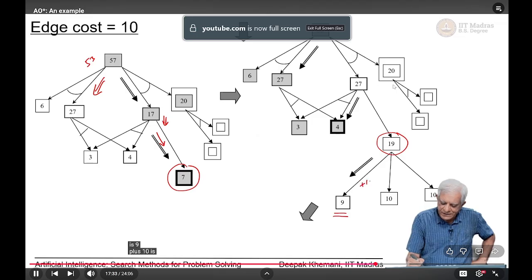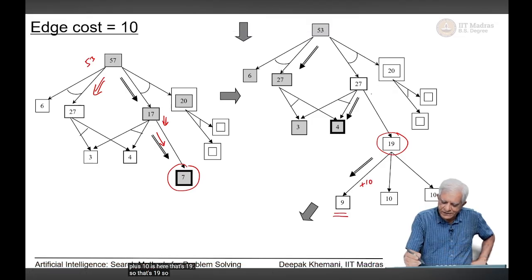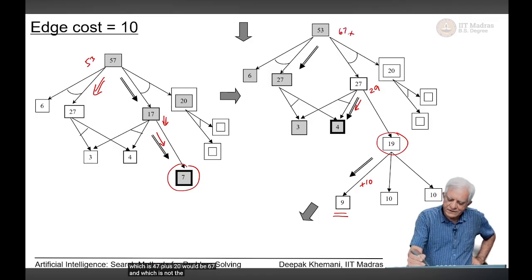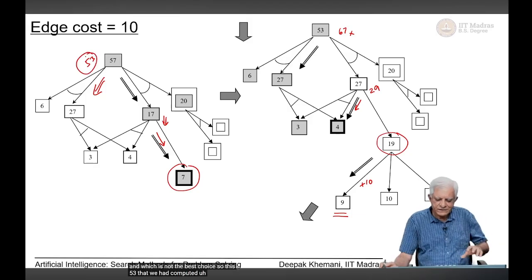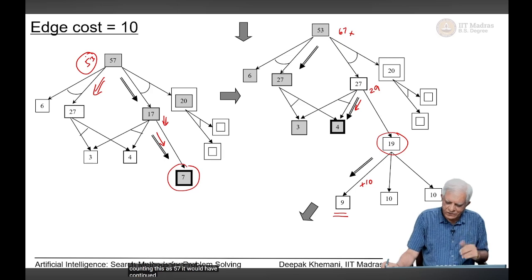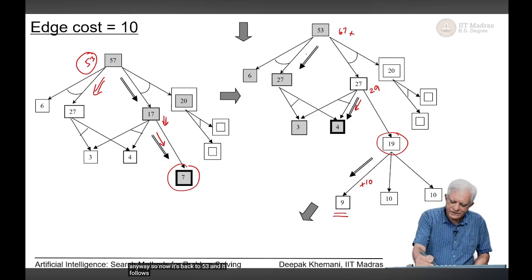It's 9 plus 10 here, that's 19. So this would be 29, which means this 27 becomes the best choice at first. But when you look at 27 plus 20, which is 47, plus 20 would be 67, which is not the best choice. So this 53 that we had computed, it switches back to that. In practice, if I had not made that error of counting this as 57, it would have continued with the 53. Anyway, so now it's back to 53, and it follows this choice.